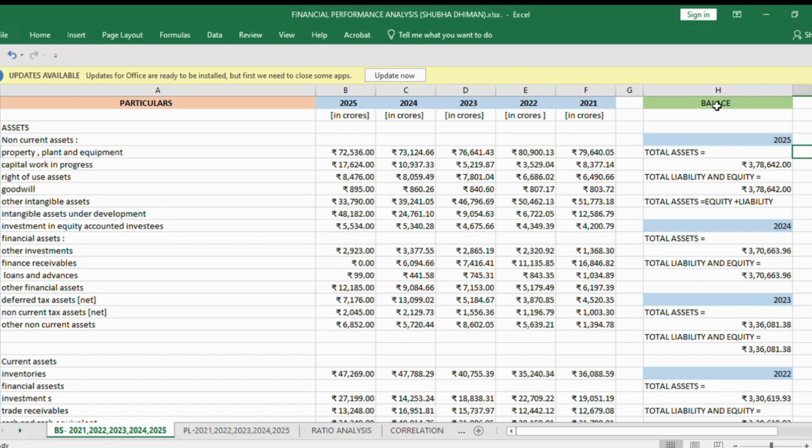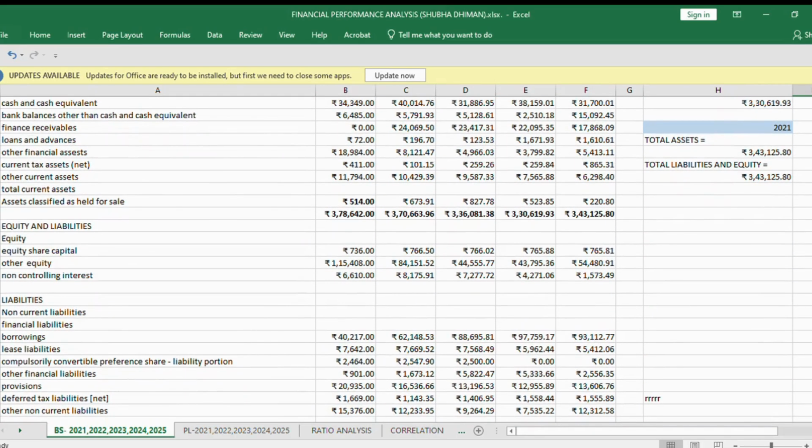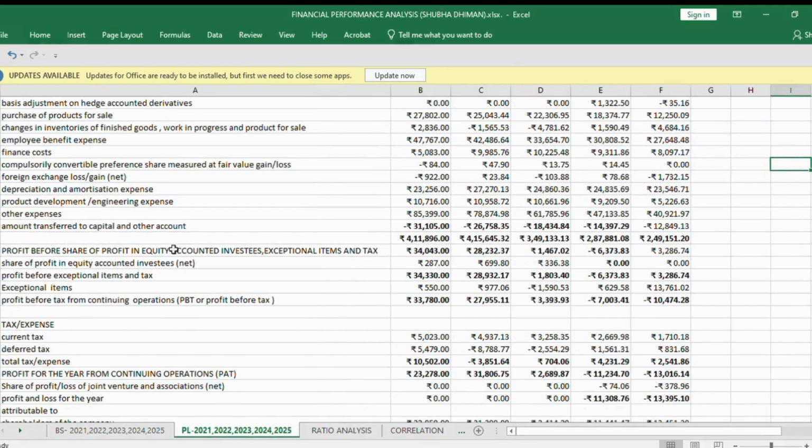In this project, I analyzed the financial performance of Tata Motors from the years 2021 to 2025. I organized the raw data into this clean table for the balance sheet and profit and loss statement to ensure accuracy. I have also used the sum formula for calculating the total subheads in the balance sheet as well as in the P&L.